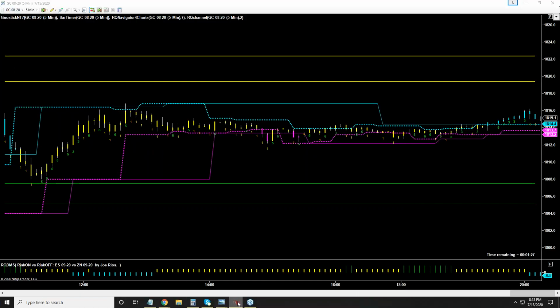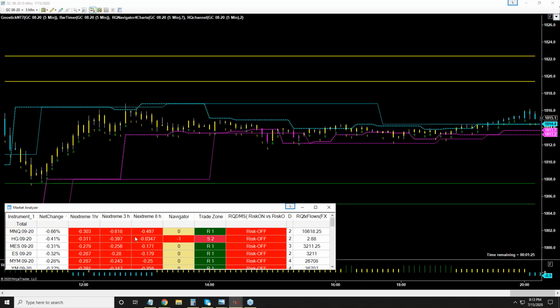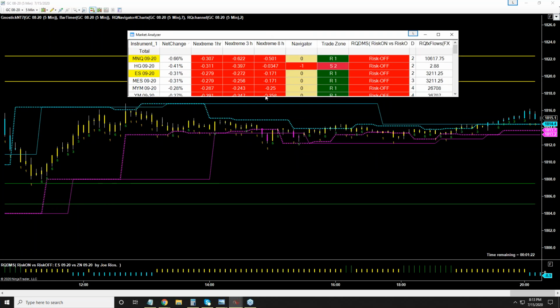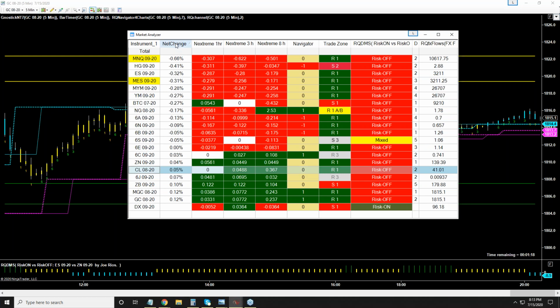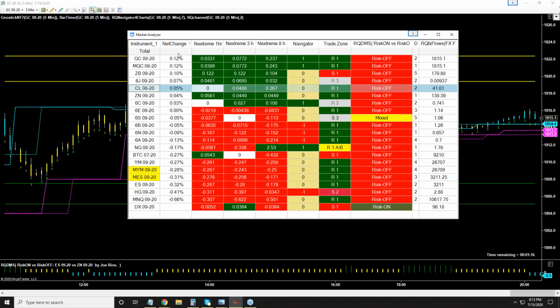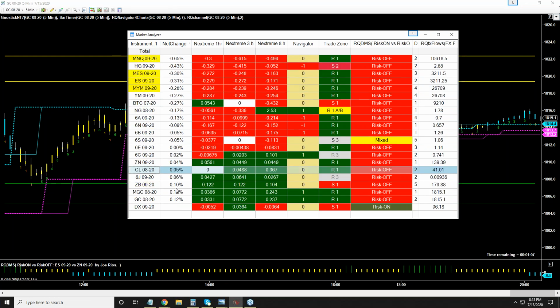Okay, so I use this tool right here called the RQ Tech. And this is going to show me all those markets. If I click on the net change, you can see the second column is showing me positive to negative. And if I click net change again, negative to positive. From left to right, I've got the instrument, the net change, and the next stream. With the next stream, just pay attention to the time frames, 1, 3, and 8.